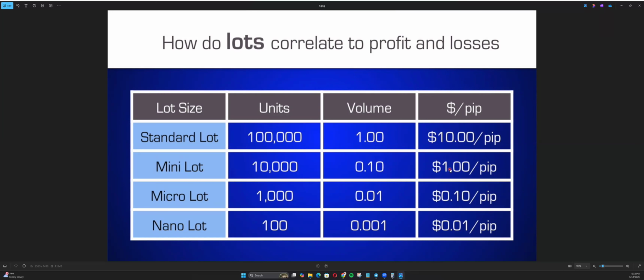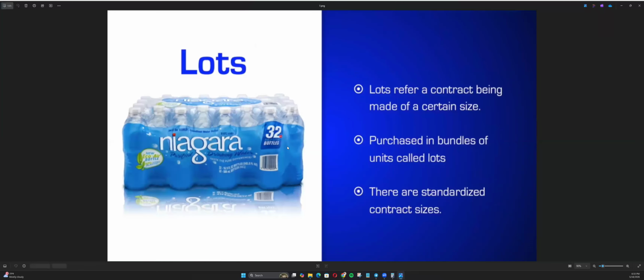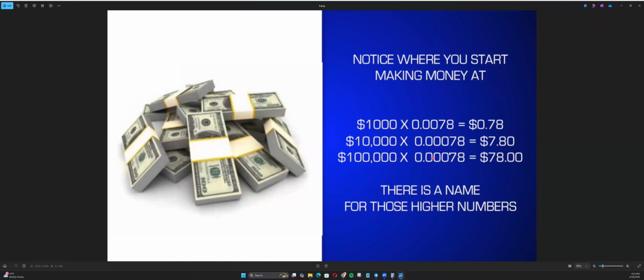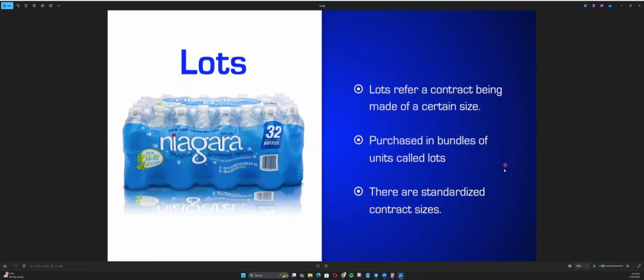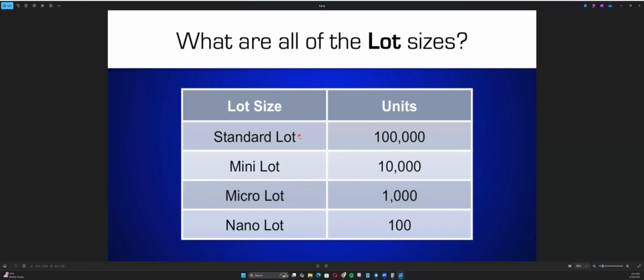So how do lot sizes correlate to profit and losses? This is how they correlate, because it is calculated per pip. So for each pip you make in the FX market depends on the lot size you're using. If you're using one standard lot, you're multiplying 100,000 with the number of pips that you have gained, after you have gotten your pip number. If you're using a standard lot, you're multiplying 100,000 to that. Okay, so that is what lot size gives you.